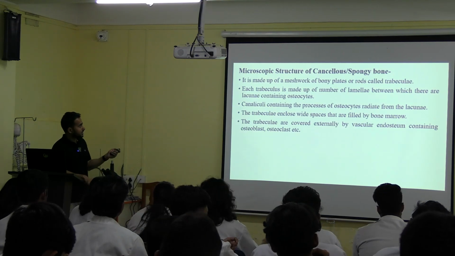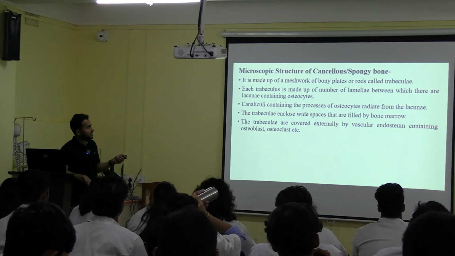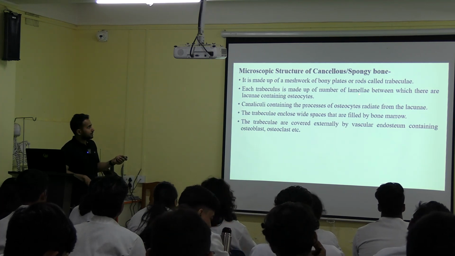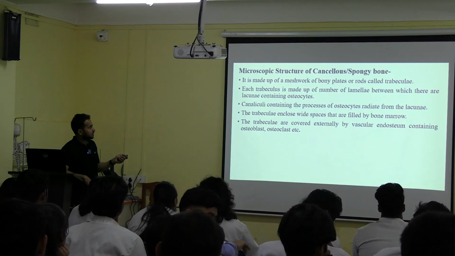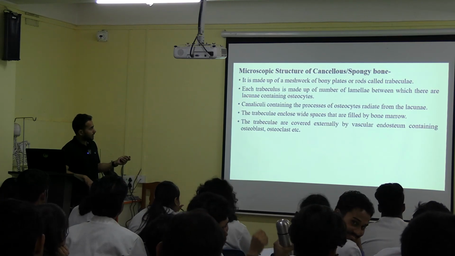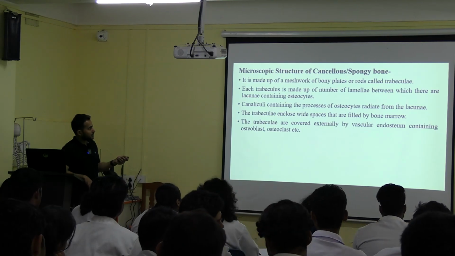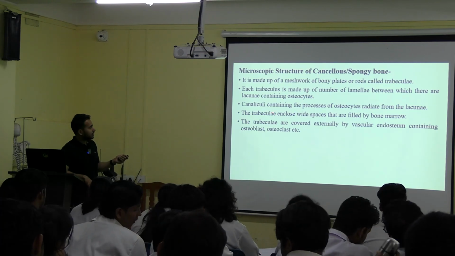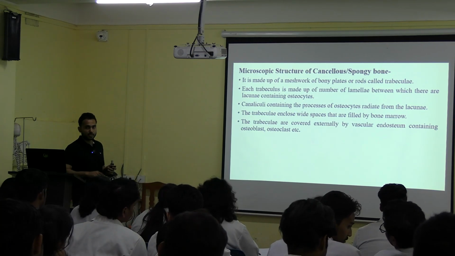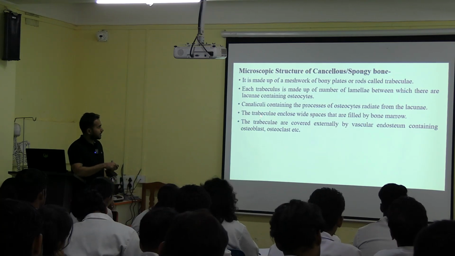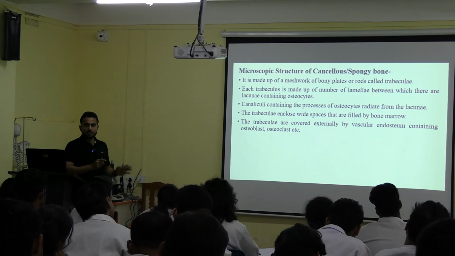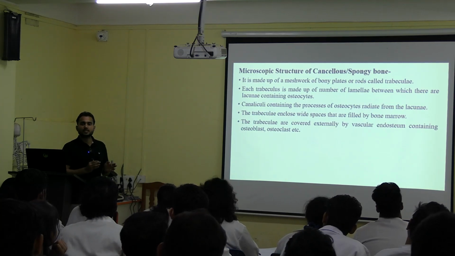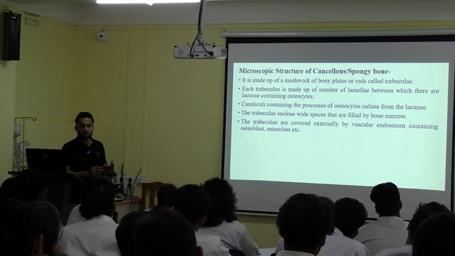In the microscopic structure, first of all, it is made up of bony plates and rods. These are called trabeculae. Each trabecula is made up of a number of lamellae, between which the lacunae are there containing osteocytes. Canaliculi are there which radiate from the lacunae. The trabeculae enclose wide spaces. This is very important in cancellous or spongy bone: the trabeculae enclose large areas, and in those areas bone marrow is present.